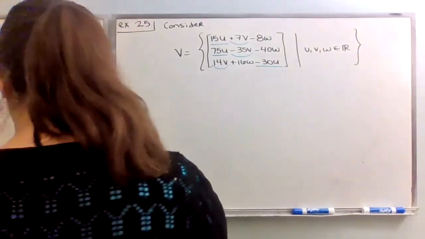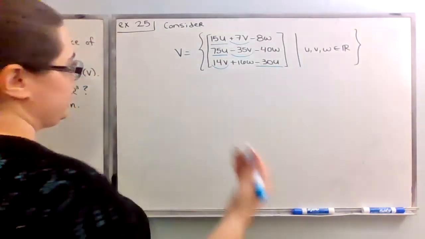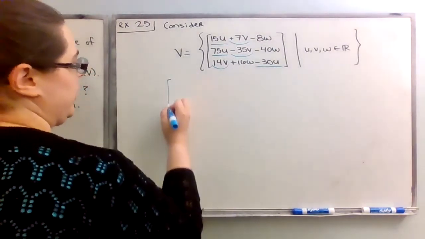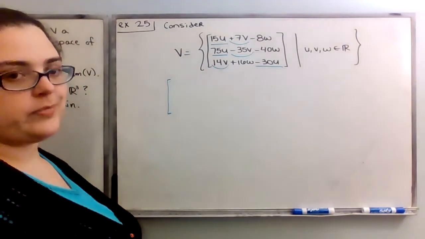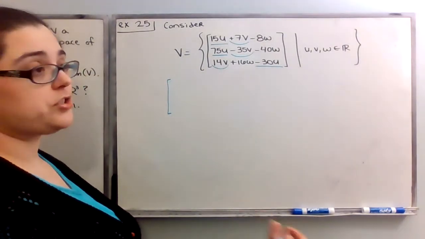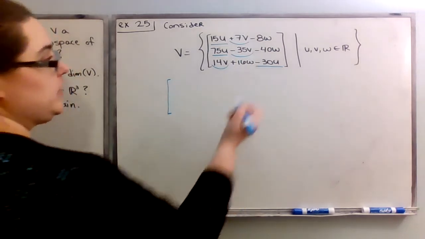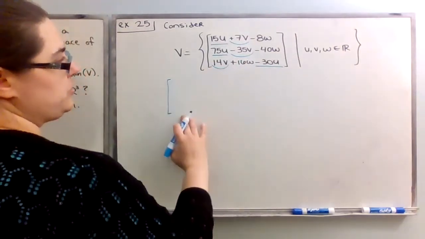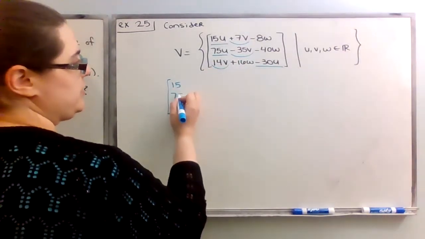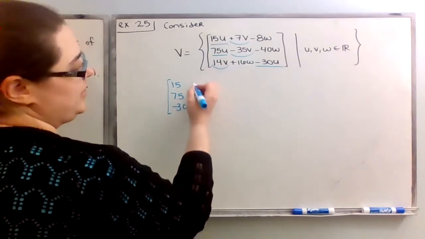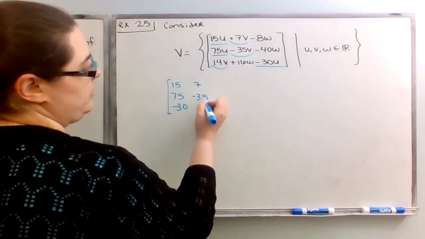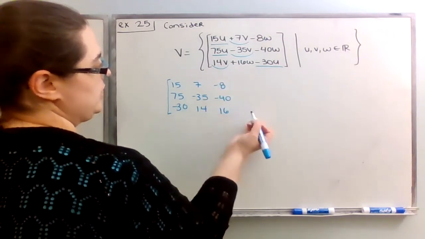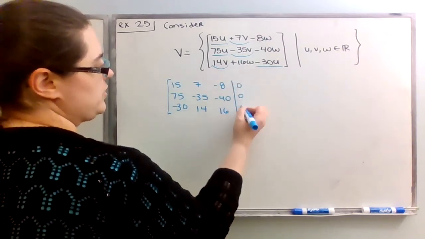So if they are linearly independent, that means that there's only the trivial solution to the homogeneous system, which means if I create a matrix out of them, the only solution would be 0, 0, 0. Basically, I'm going to set each of these equal to 0 and then solve. So my U's I'm going to have first: 15, 75, -30, 7, -35, 14, -8, -40, and 16. And if you want to have the column of zeros here, you can.